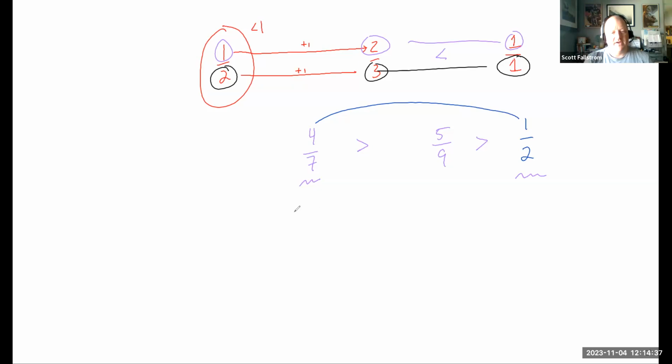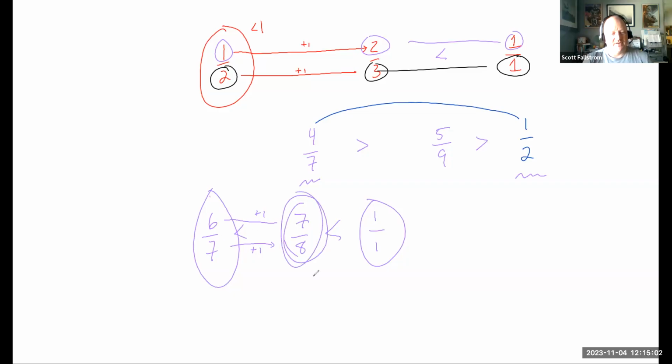What else? Let's see here. If I had a 7/8 and you had 6/7, then you could look and say, okay, from 6 to 7, that adds 1. From 7 to 8, that adds 1. So I'm actually comparing this to the number 1/1. And I know 7/8 is between them, and I know 1/1 is bigger than 6/7, which means I can tell you that 7/8 is bigger than 6/7. So you can use this anytime.